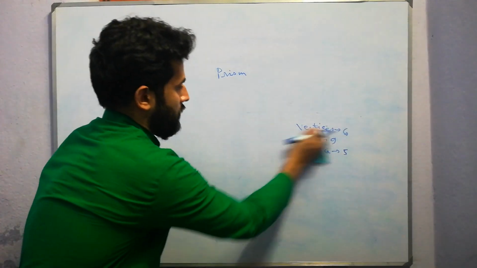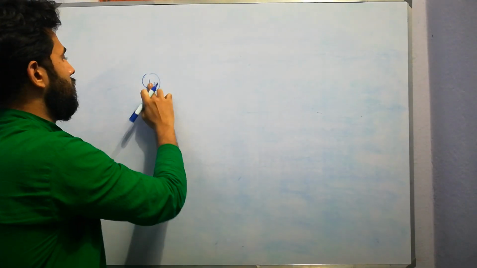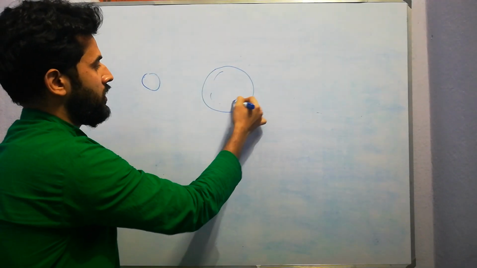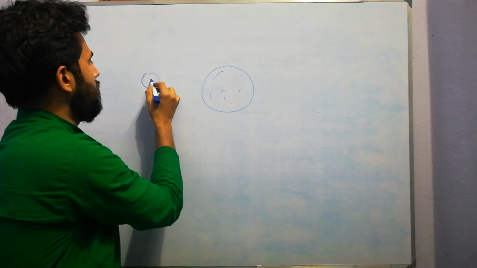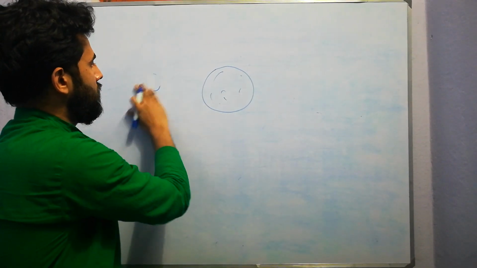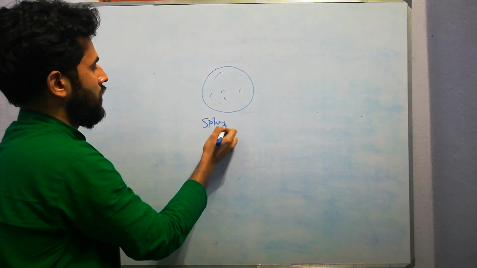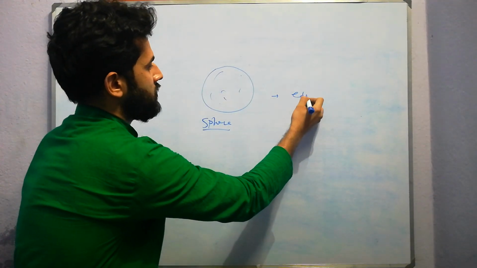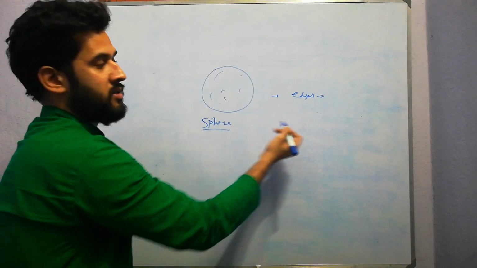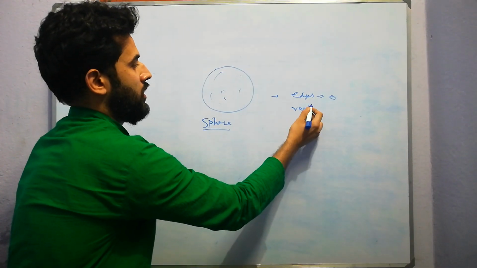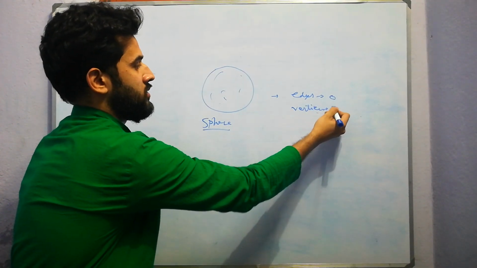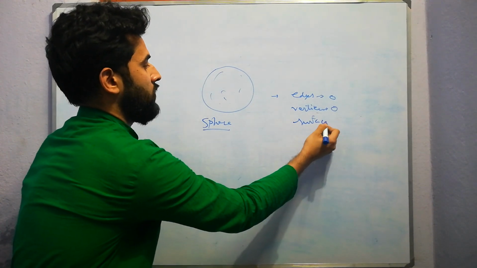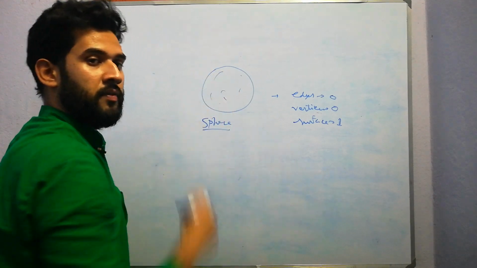There are more shapes to come, like a sphere. It is not a circle, it is a sphere. Okay, it is a 3D object. In the sphere, how many edges will there be? No edges, 0. Vertices, no vertices, 0. And there is only one surface, that is the curved surface.